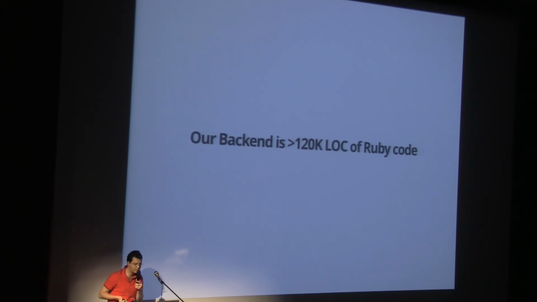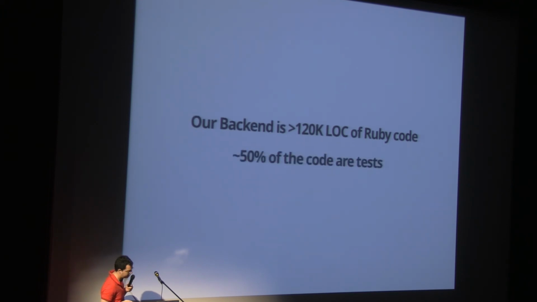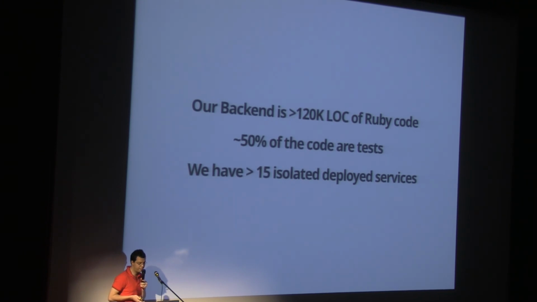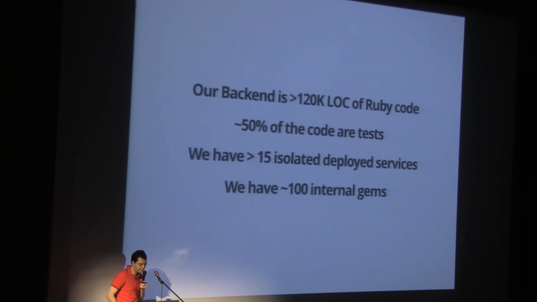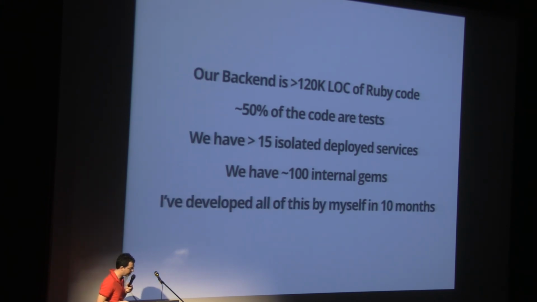So our backend code is more than 20,000 lines of code. Roughly half of it is tests. We have more than 15 isolated deployed services. Of course, I don't want to use the term microservices, but I'm talking about actually, services. And we have something like 100 internal gems. I have developed all of these by myself in 10 months.